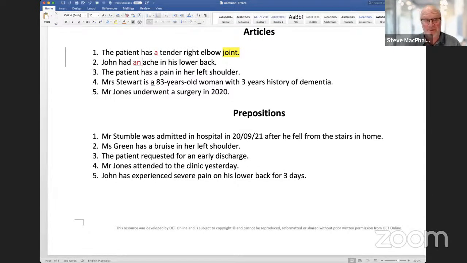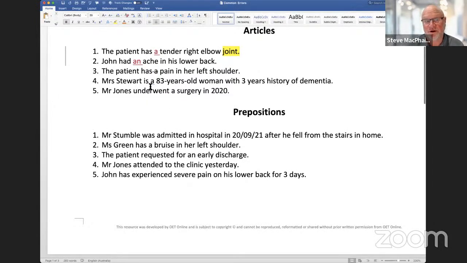All right. But pain is different. The patient has a pain in her left shoulder, but pain's the opposite. It's an uncountable noun. So if you're just getting the hang of OET and you're learning the basic rules, these are the things you need to know. So with pain, we do not use an article. So ache and pain are different.